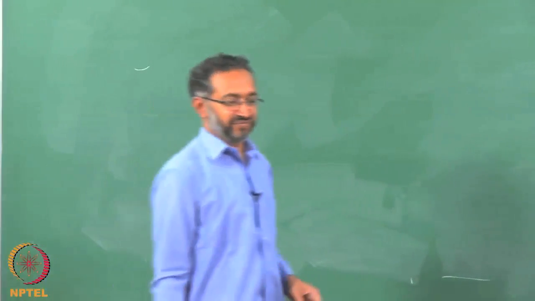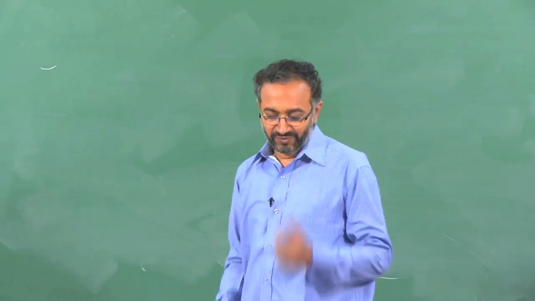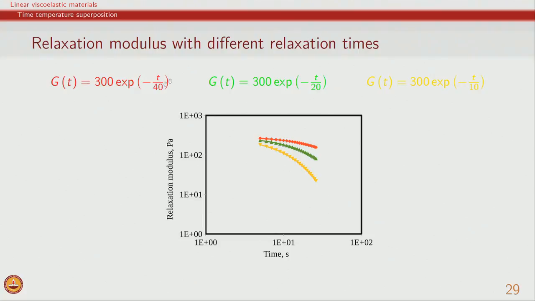In the next few minutes we will look at the idea of time temperature superposition. What is shown here is relaxation modulus with different relaxation times. We have seen that it is an exponentially decreasing function. This is being plotted on a log scale, and that is how this is an exponential decrease, and it is being done for 3 different relaxation times. In one case it is chosen to be 40, which is a large relaxation time, and therefore relaxation is very slow, while for a very small relaxation time of 10, the relaxation is quite fast.